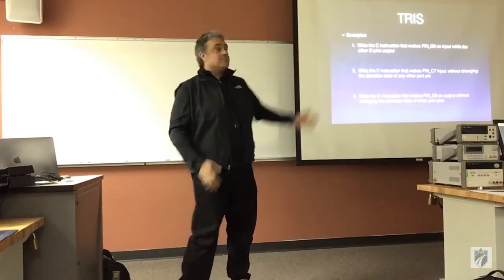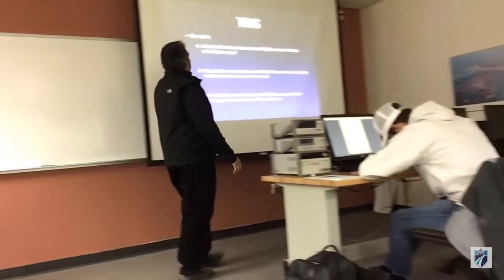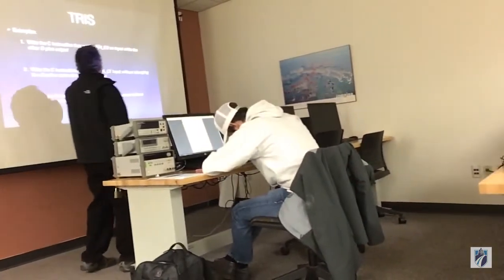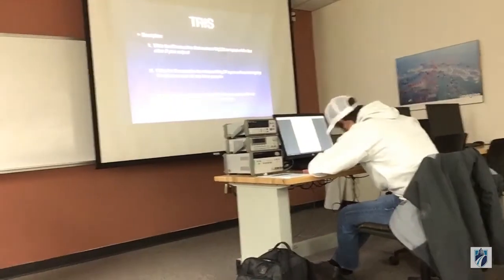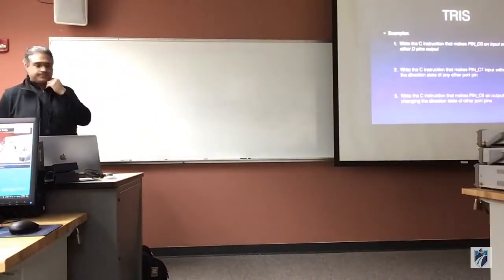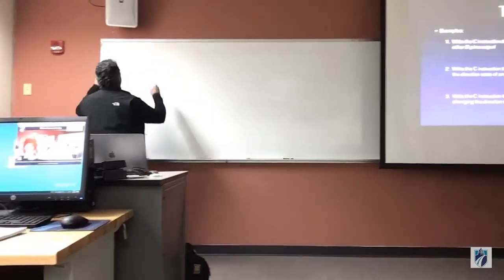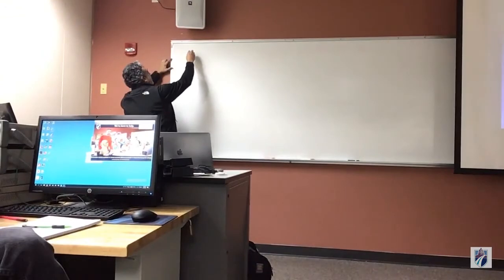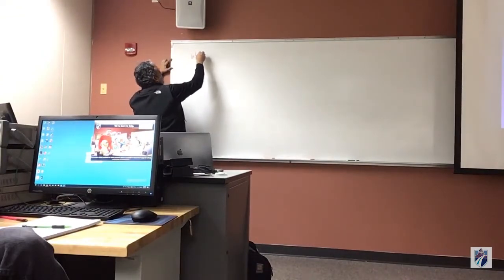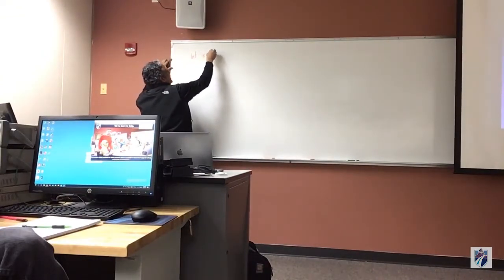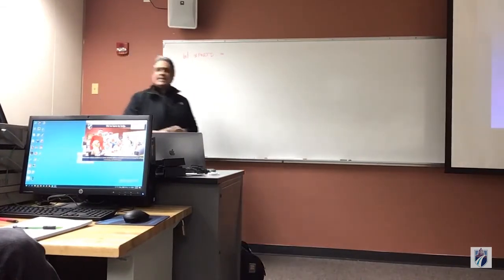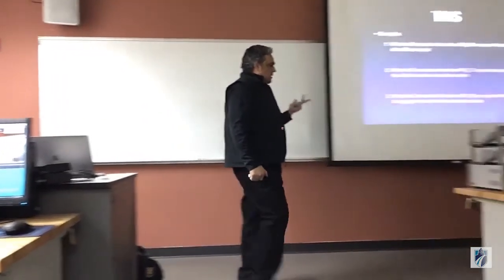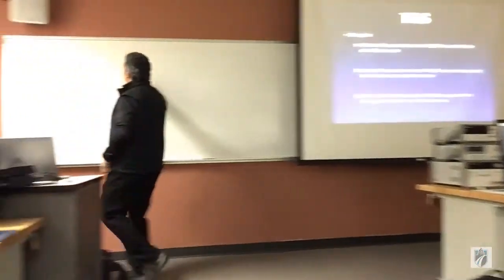Like that. All right? So question number 1. Write the C instruction that makes pin D0 an input while the other D pins are output. Okay, so I'll start it. So this guy will be int. I'm making the assumption that this is true. Port D is equal to, I think A is 80, 81, 82, 83. I think this is F83.